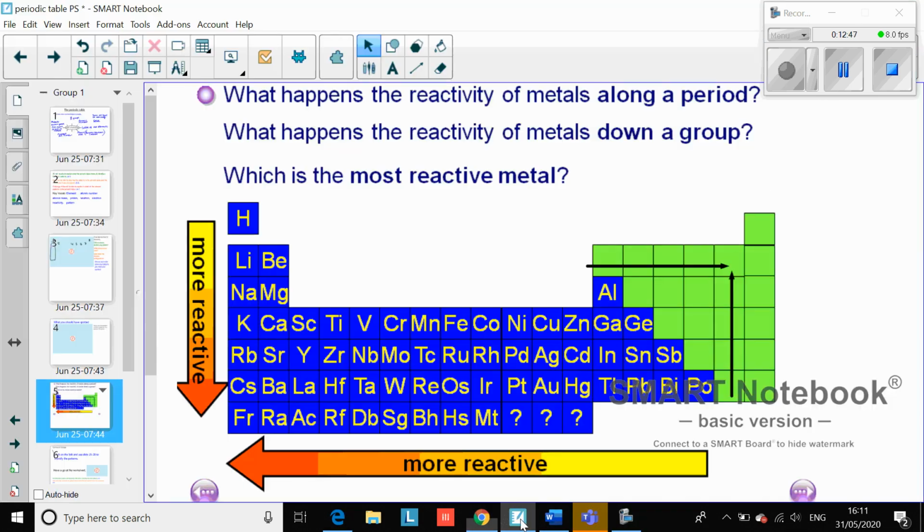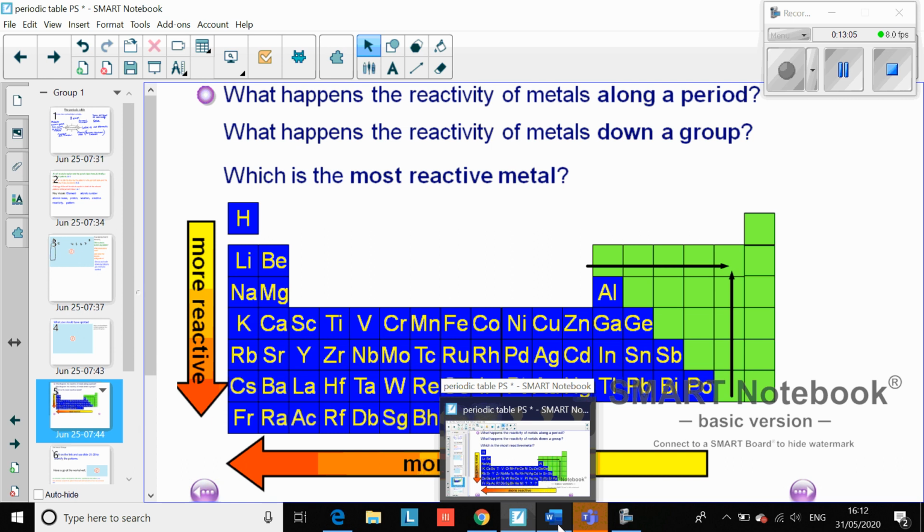So if we just go back, that group, they don't react at all. Fluorine is the most reactive non-metal. Remember, this is just the non-metals in green. And francium is the most reactive metal. Okay, so one more task for you.